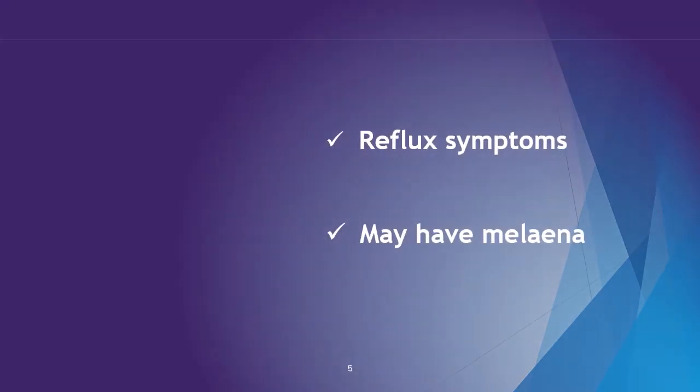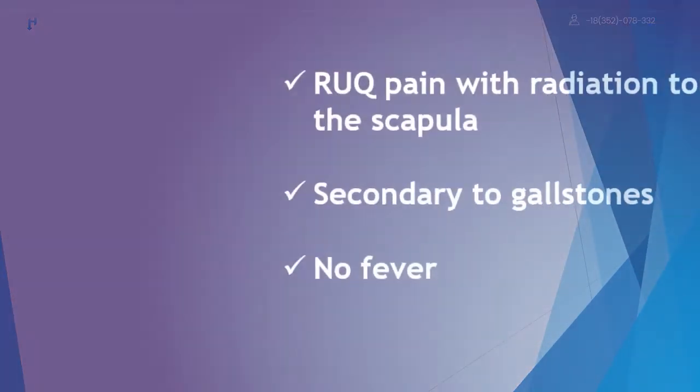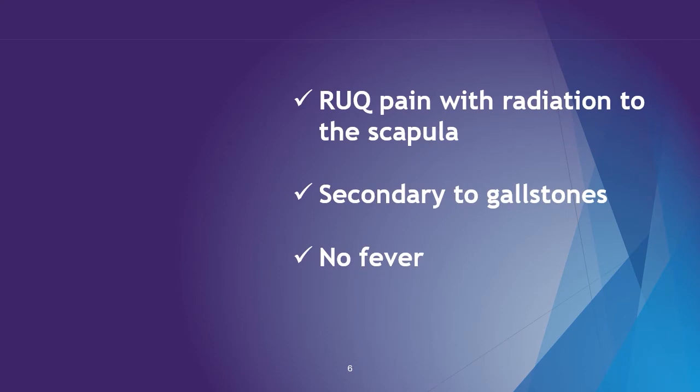So if a patient presents with reflux symptoms and with melena, that can be a case of peptic ulcer disease. So it's a clear and simple differential, I think. Okay, now can you guess this? A patient comes with a right upper quadrant pain with radiation to the scapula, and the patient has a history of gallstones and there is no fever. So what can it be? It is biliary colic.